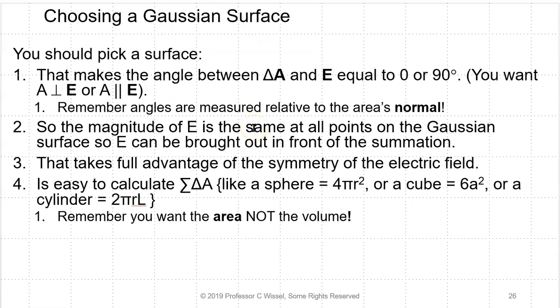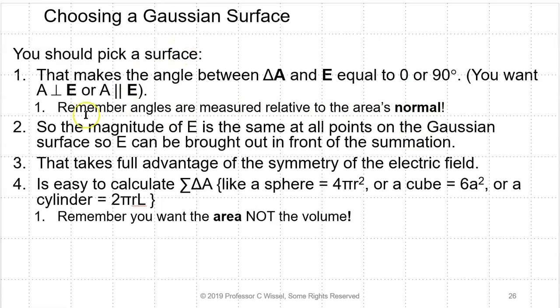Now, how to choose a Gaussian surface? You should pick a surface that, 1, makes an angle between delta A and E equal to 0 or 90 degrees. You want A perpendicular to E or A parallel to E. Remember, angles are measured relative to the area's normal. Don't forget that. People screw that up all the time.